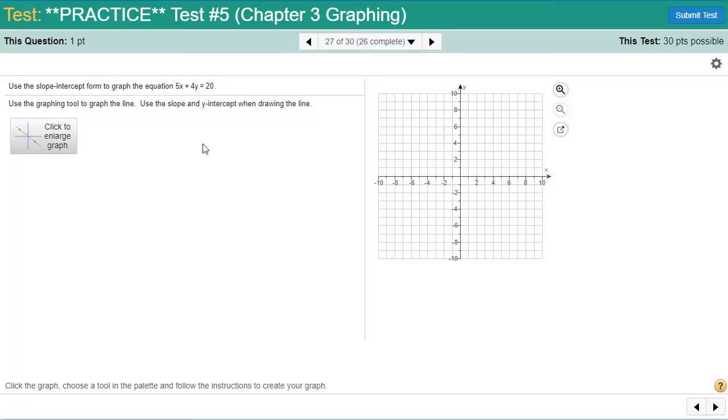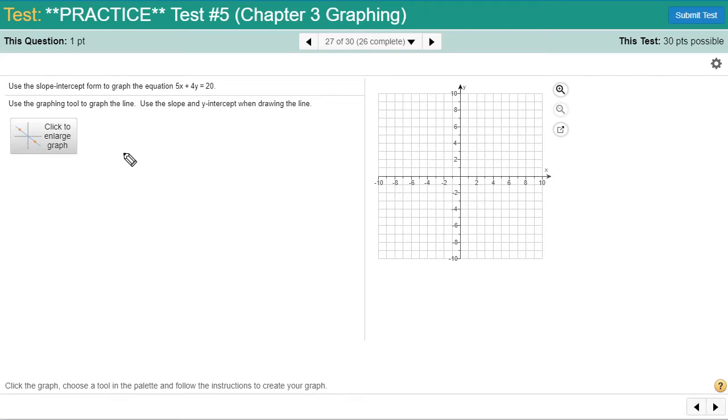Question number 27, we are told to use the slope-intercept form to graph the equation 5x plus 4y equals 20. And then once we do, of course, we'll use the graphing tool to graph the line and use the slope and y-intercept when drawing the line. All right, so they've given us some clues here. They're telling us to use slope-intercept form.